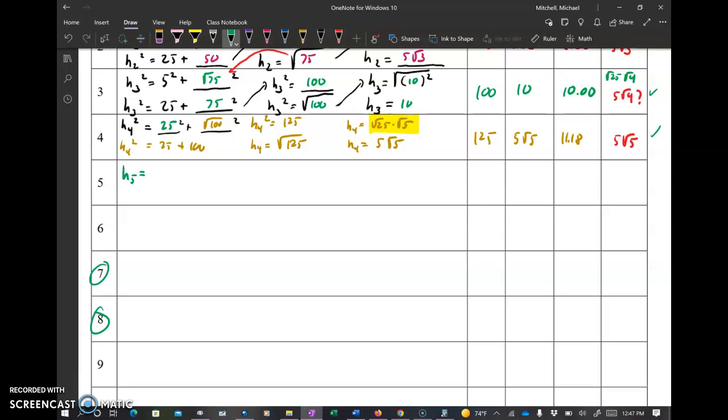H5 equals 5 squared plus, we're going to use that square root of 125 squared. Again, we're just bringing that one down, just bringing that one down every time. 25 plus 125. So H5 squared equals 150. Hey, that's matching my pattern. Sweet. Now I know I'm doing my work right. So H5 is square root of 150.